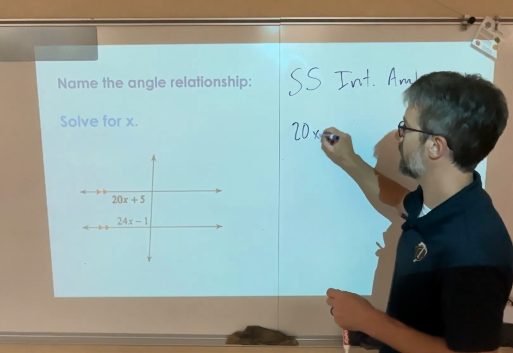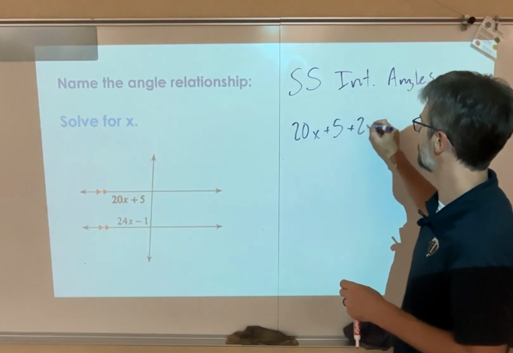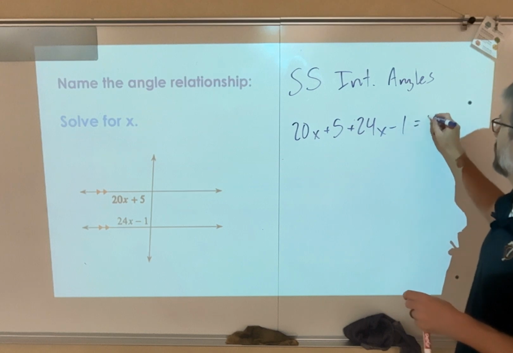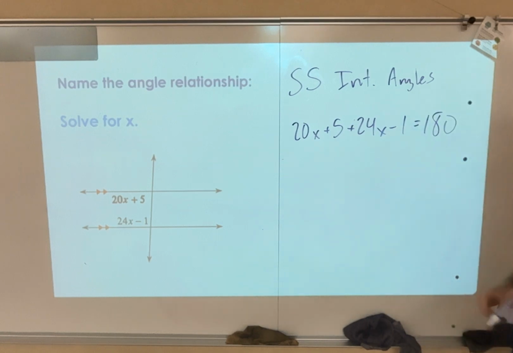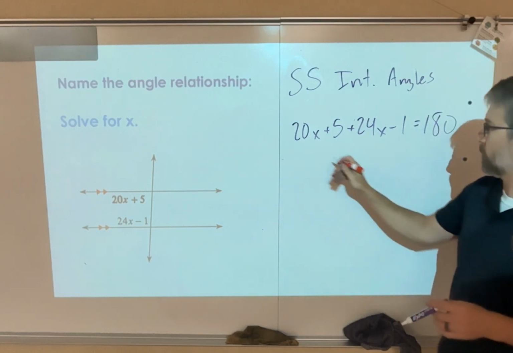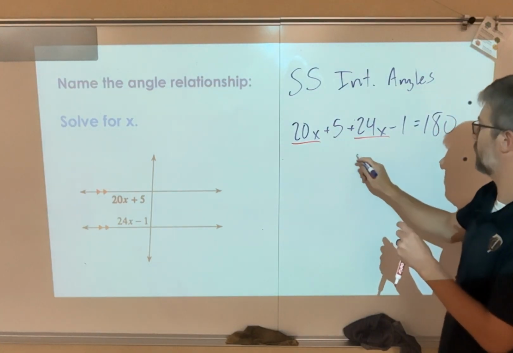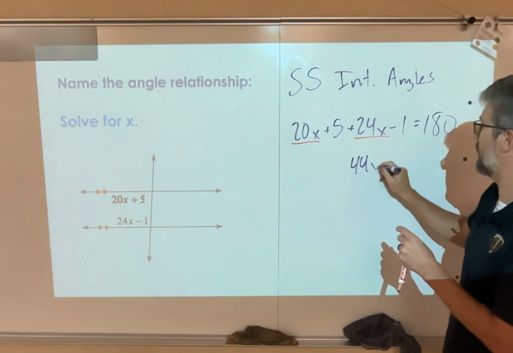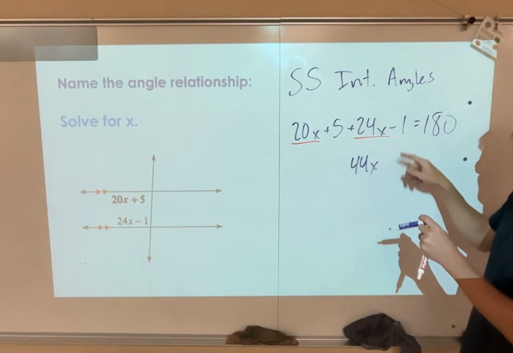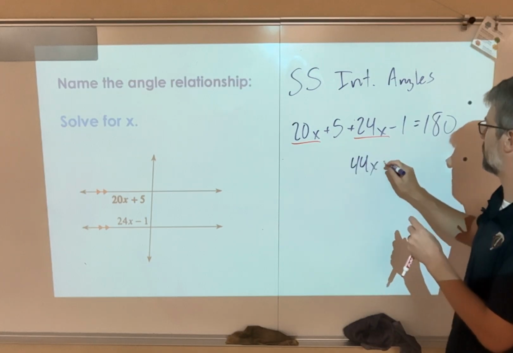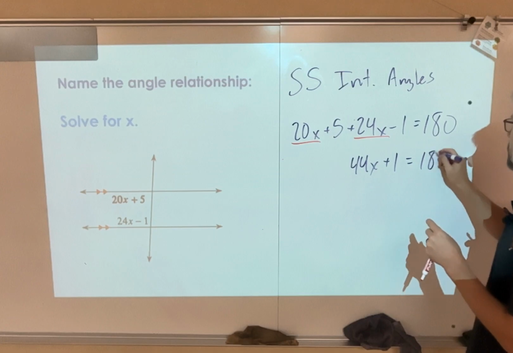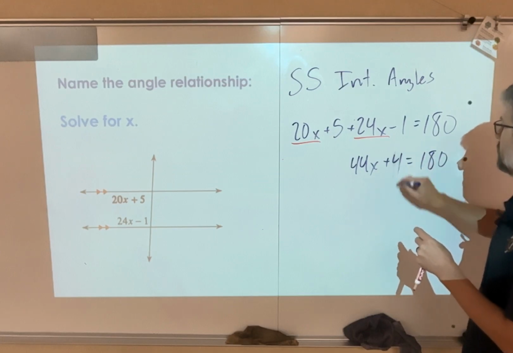So we're going to do 20x plus 5 plus 24x minus 1 equals 180, and we're going to solve that. So let's start by grouping our like terms. We've got 20 plus 24 makes 44x. 5 minus 1 gives us plus 1. Plus 4 is what I meant.